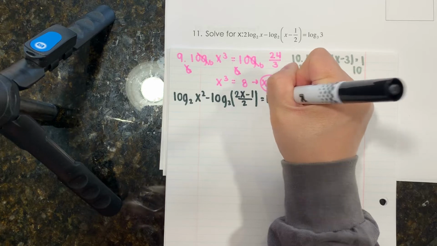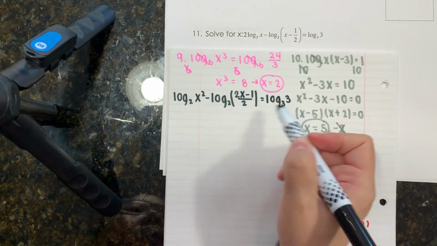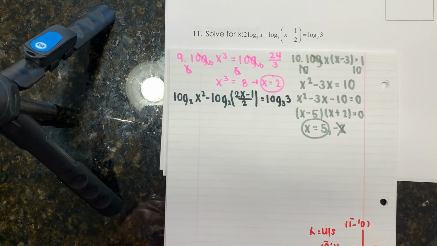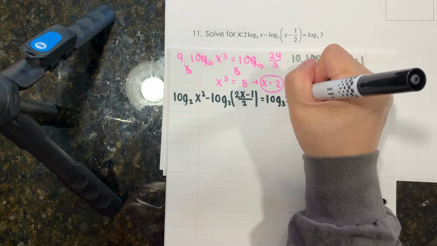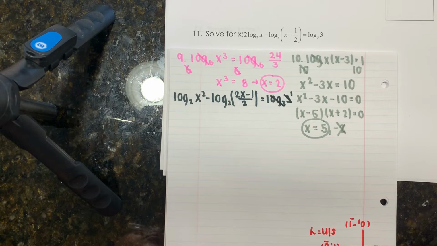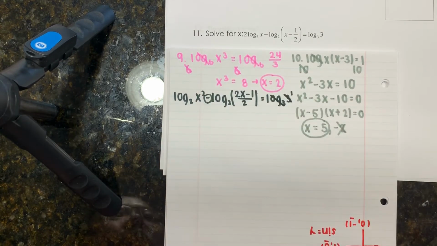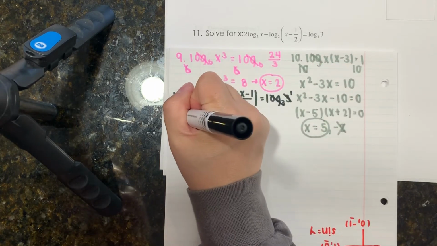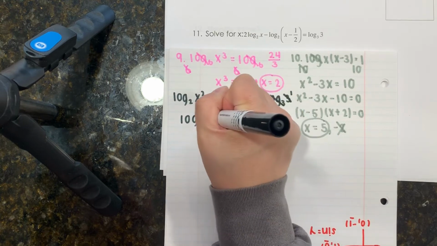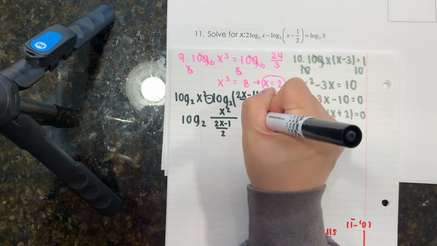equals log 3. Now I can't actually get rid of my logs on both sides because this one has a different base. But I do know that if my log's base and the base of my number next to it are the same, they actually cancel. So this log 3 and the 3 would cancel, and the only thing that would be left would be 1. On the left-hand side to combine, I'm going to divide because of the minus sign. So that would become log base 2 of x squared divided by 2x minus 1 over 2 equals 1.